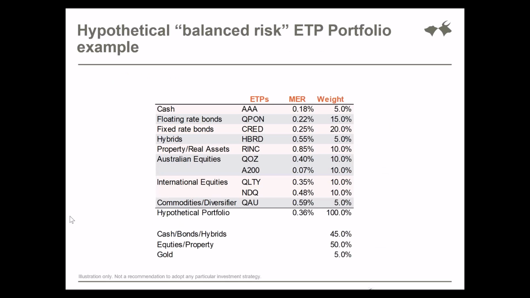So, wrapping all that up, in conclusion, here is an example of what such a diversified portfolio would look like. Across all those different asset classes that I've mentioned, there are different ETFs that one could use, blended in a way that is like what I would consider a balanced fund. It's 50% equities, 45% cash, bonds and hybrids, and about 5% in gold. If you look at the management expense ratio across all those ETFs, the weighted average fee is only 36 basis points in this example.